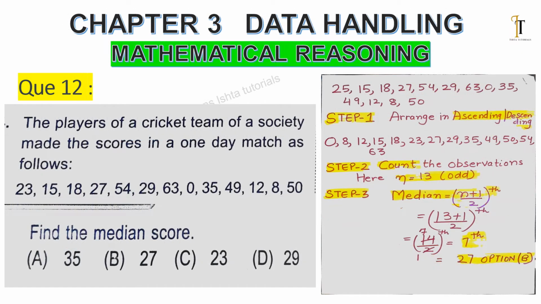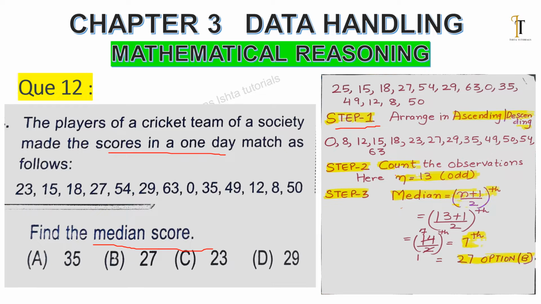Let's check in the options, that is option A. Question number 12. The players of a cricket team of a society made the score in a one-day match as follows. You need to find the median. So students, here step 1 is arrange in ascending or descending order. On arranging we got these numbers.